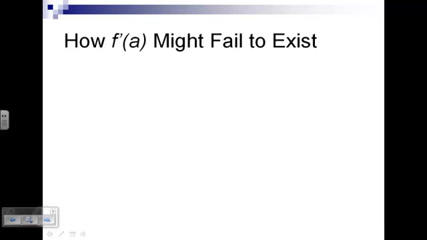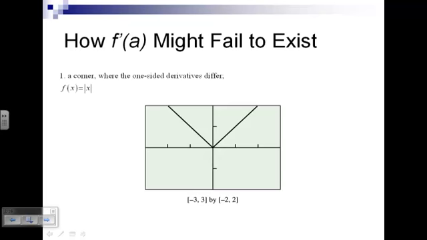And why is this not working? Oh, there it is. There we go.